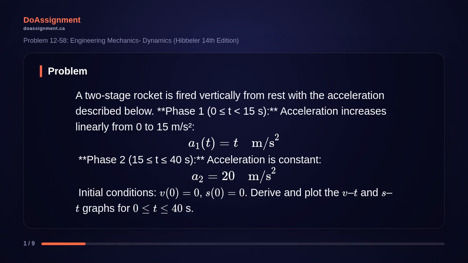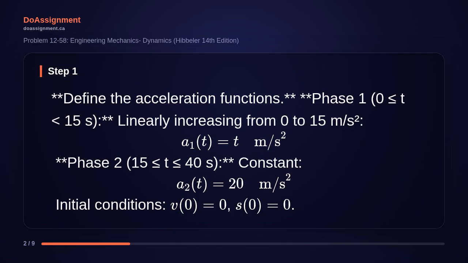Now, let us work through the solution step by step. Looking at the acceleration time graph, we identify two phases. In phase 1, from time 0 to 15 seconds, the acceleration rises linearly from 0 to 15 meters per second squared, giving us a of t equals t. In phase 2, from 15 to 40 seconds, the acceleration is constant at 20 meters per second squared. The rocket starts from rest, so both initial velocity and initial position are 0.